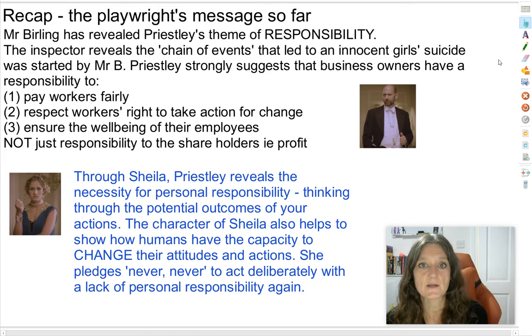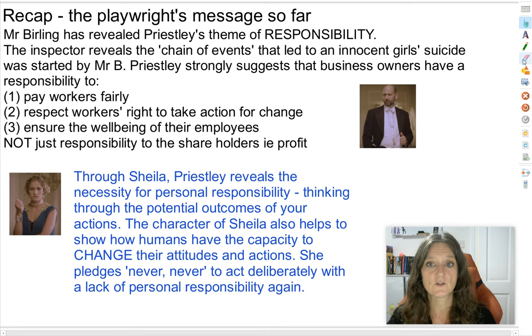So she has the capacity to change, and so do other members of the audience who are watching the play, who are taking the message on board. And maybe that might prevent some people in the audience being as mean as Sheila was to someone that they come across just in their day-to-day life. So Sheila pledges never to act deliberately with a lack of personal responsibility. Again, she's going to think through her actions, and she's really prepared to change.